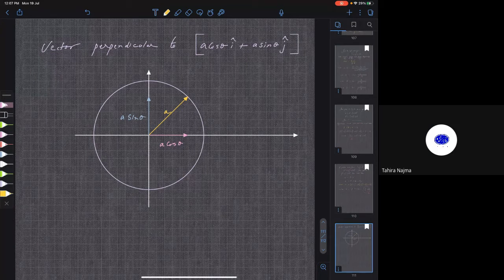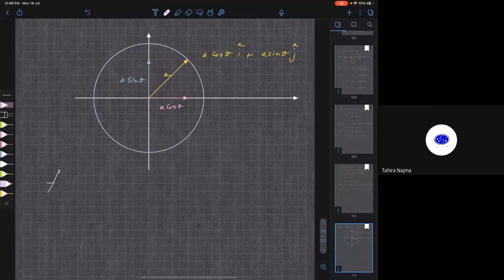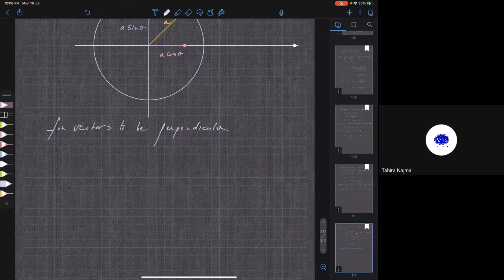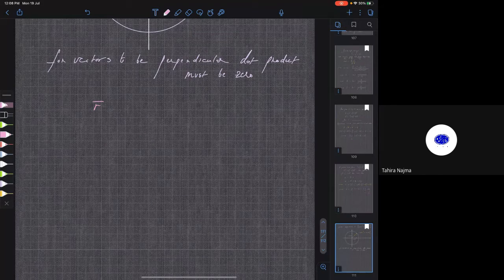So basically this is a cos theta i cap plus a sin theta j cap. Now the vector perpendicular to this will be in the tangential direction. Clear? Now you have to guess the answer here. See, for vectors to be perpendicular, dot product must be 0, right? So what is vector R bar? R bar equals a cos theta i cap plus a sin theta j cap.